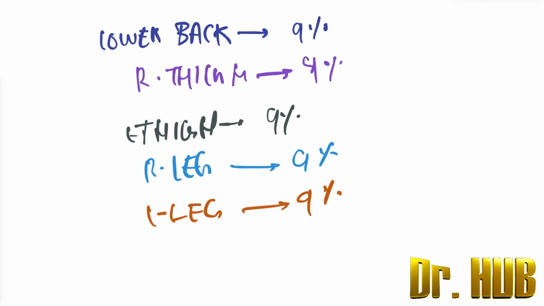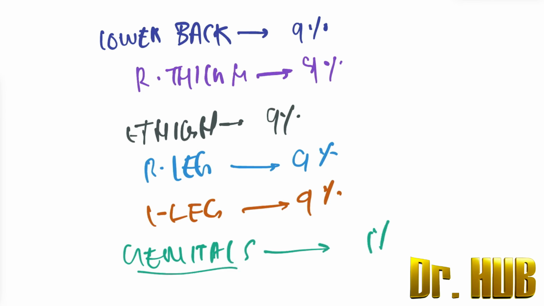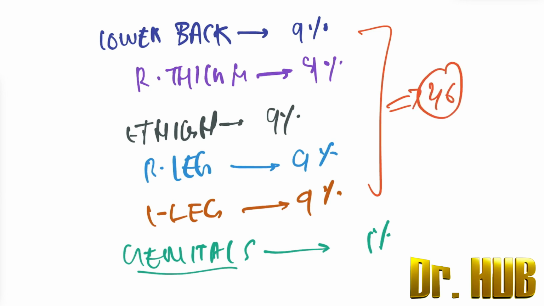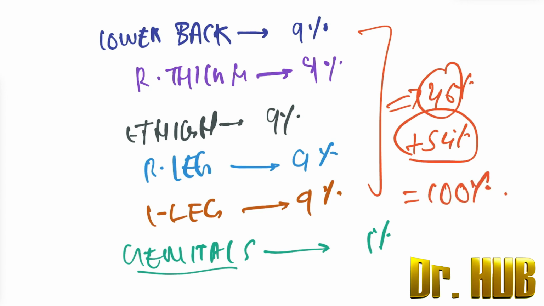Next is the genitals. The genitals, if you see, amount to only 1%. So in total, all this amounts to 46%, and previously what we saw was the other half, which was 54%. So totally we get about 100%.